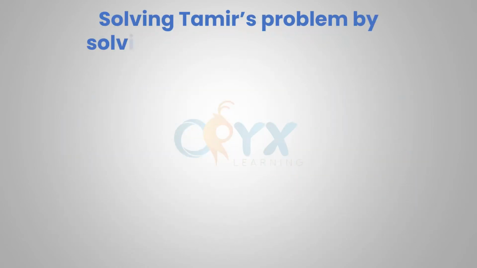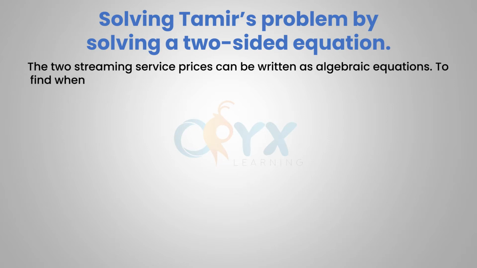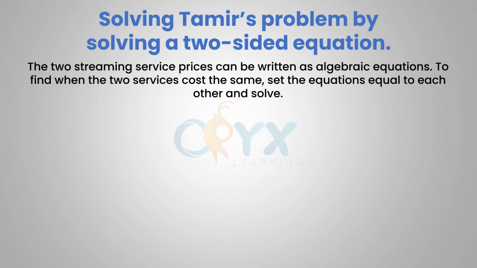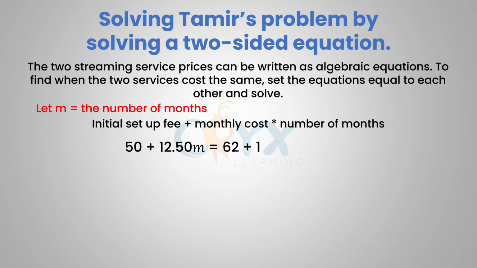We can also solve Tamir's problem by solving a two-sided equation. The two streaming service prices can be written as an algebraic equation. To find when the two services cost the same, set the equations equal to each other and solve. We can let m equal the number of months. So the initial setup fee plus the monthly cost times the number of months would be 50 plus 12.50m equals 62 plus 10.50m. So service A equals service B.